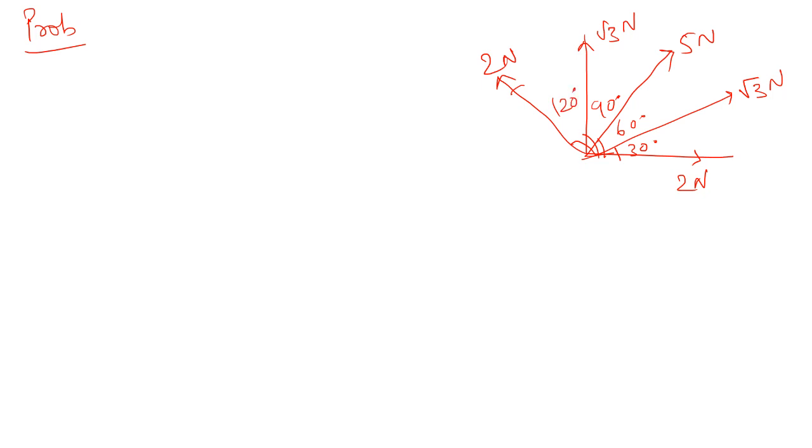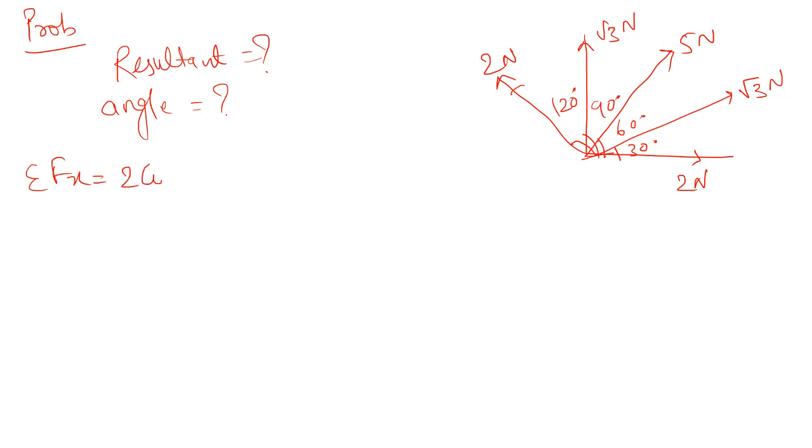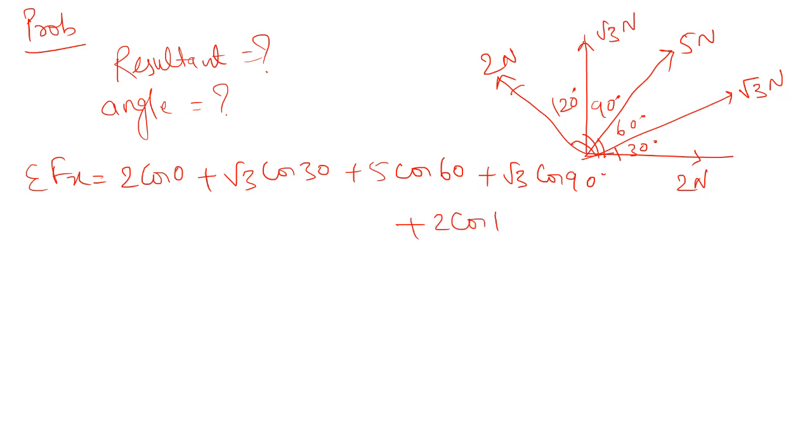Okay, so in this case you have to find the resultant and the angle. Okay, so how can you solve? This problem I am going to solve. So first you can find the value of sigma Fx. Since this acts along the 0 direction, Fx is 2 cos 0 plus root 3 cos 30 plus 5 cos 60 plus root 3 cos 90 plus 2 cos 120.